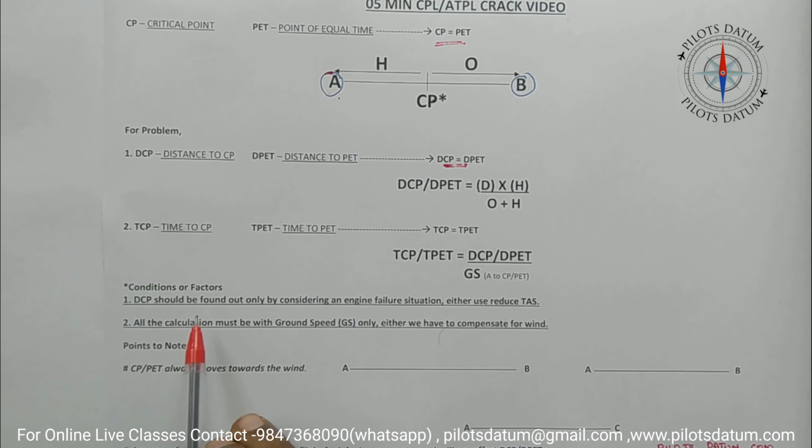Okay, DCP should be found out only by considering an engine failure situation. That is, even if the question doesn't say that there is an engine failure, you have to assume that in every DCP problem there is an engine failure. Why we are taking the engine failure is that we have to use the reduced true airspeed. That is, in questions we will be given two airspeeds: full or normal airspeed, and the second one will be reduced airspeed or engine failure situation.